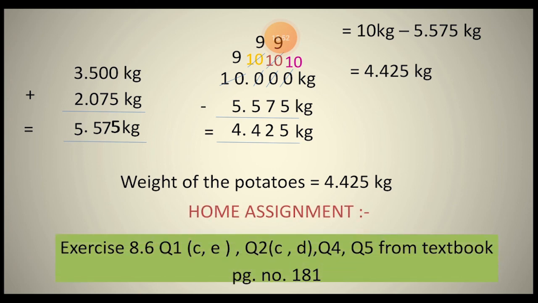So here comes your home assignment. Complete the exercise question given in the textbook page number 181.